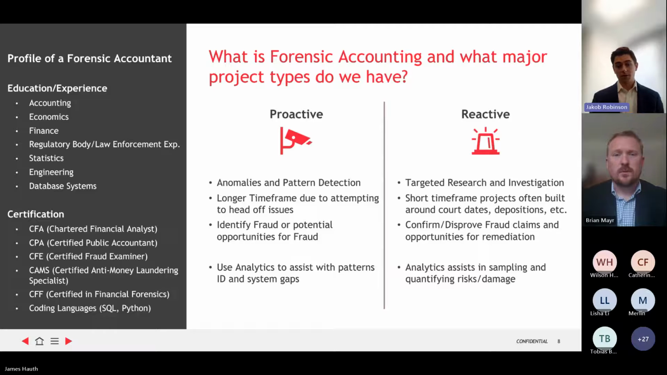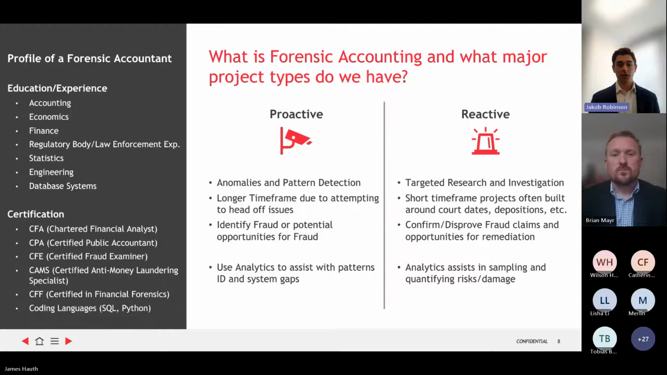There are a lot of different certifications that we have. There are CFAs on our team. We aren't just going to come in with CPAs. We have a lot of people that are also getting more crime-based certifications, such as the CFE, the Certified Fraud Examiner, CAMS, which is focused on anti-money laundering, and the CFF, which is Certified in Financial Forensics. And then on our analytics side, the more data-heavy people are focused on SQL, Python, R, and other coding languages, as they've really evolved in the last couple years.